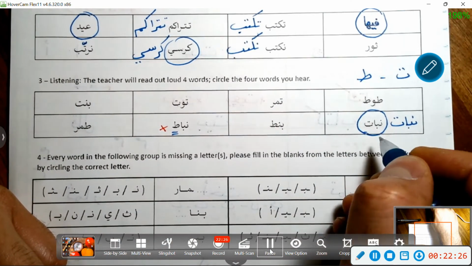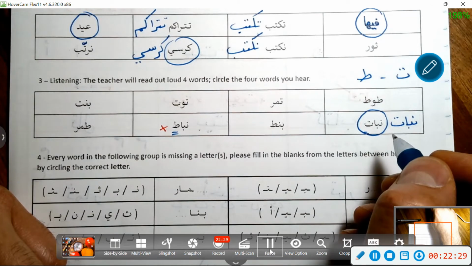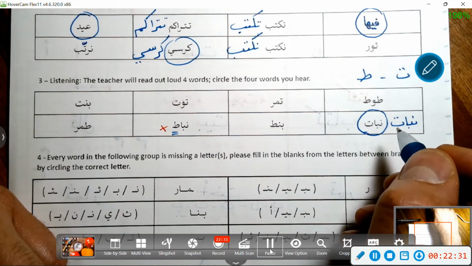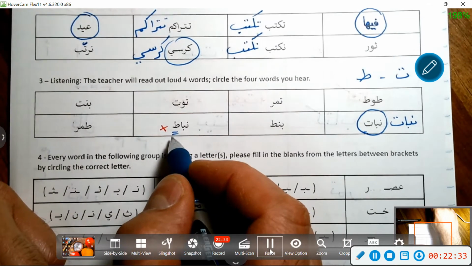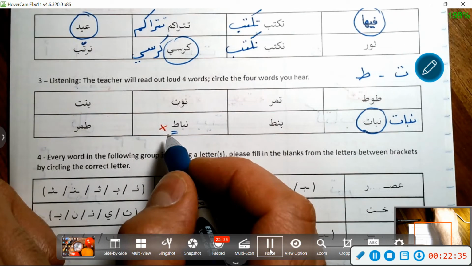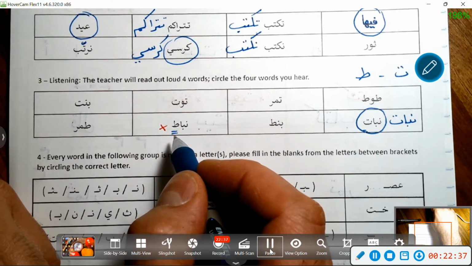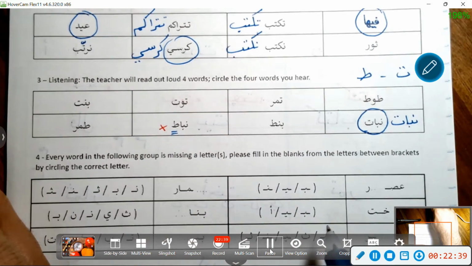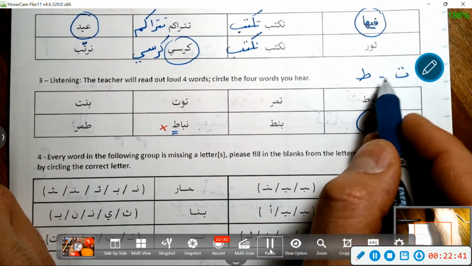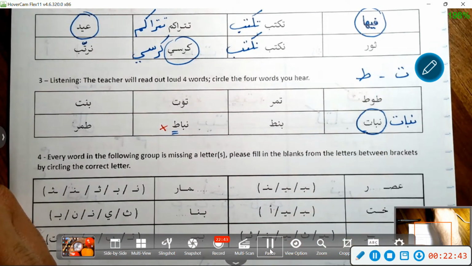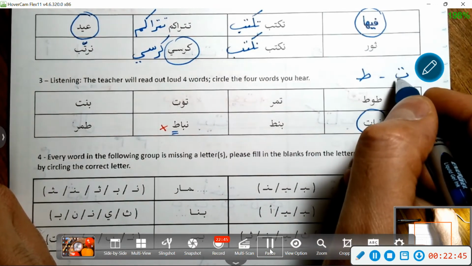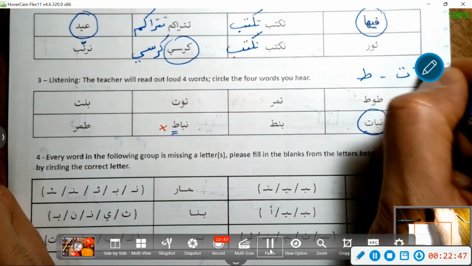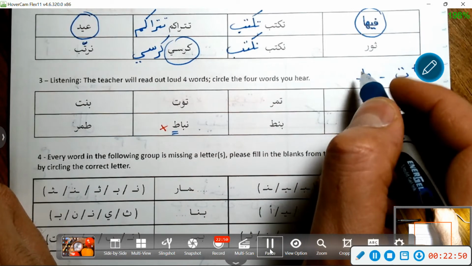If you circled this, then you circled the wrong word. And then you need to work on distinguishing between the letter ta and the letter ta. So ta is a soft T. Ta is a heavy T. And usually we write it T and we put a circle, we underline it.